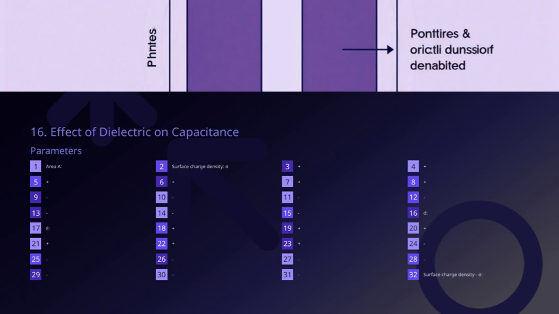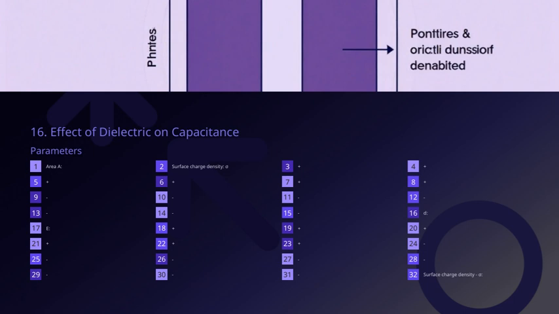The area, A, also factors into this, of course, since capacitance depends on the surface area of the plates. Now, when we introduce a dielectric between the plates, it affects the overall electric field and the potential difference. The dielectric essentially reduces the electric field for a given charge, which in turn increases the capacitance. This is because the dielectric material polarizes in response to the electric field, creating an opposing field that lowers the net field inside the capacitor.